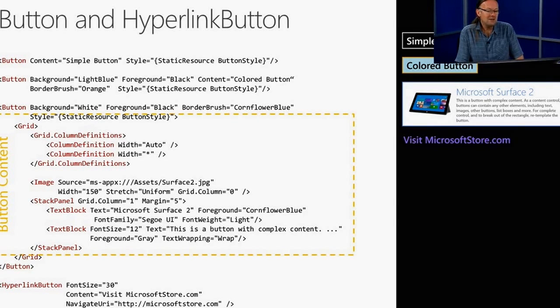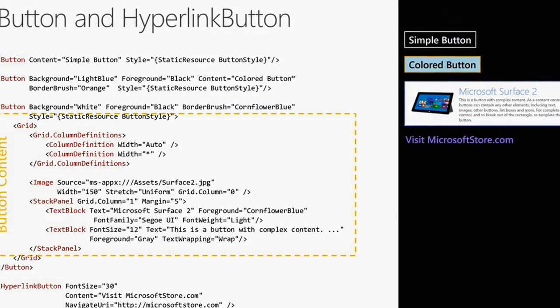So you can re-template a grid till the cows come home. So here we've got a button where its content, what you are showing in this button, is a grid with 2 columns, and in those columns you've got an image and a stack panel containing 2 text blocks, and the result is what you see on the right there. So very, very flexible. All of these controls have re-template.